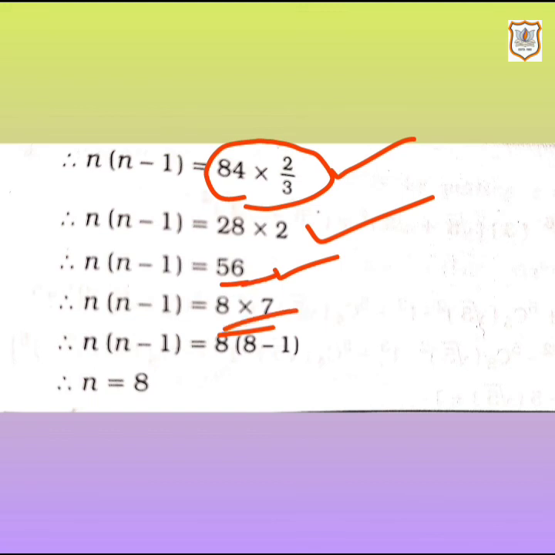So n is equal to 8 we will write as it is, and 7 can be written as 8 minus 1. So here in place of n we are writing the value 8. So the value of n is 8 here. So here we are done with sum number 15.